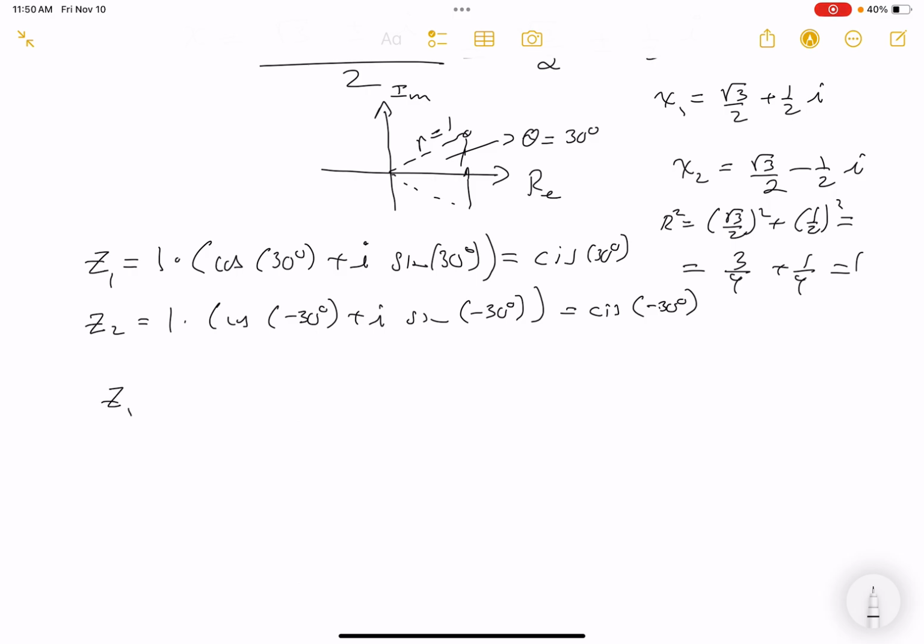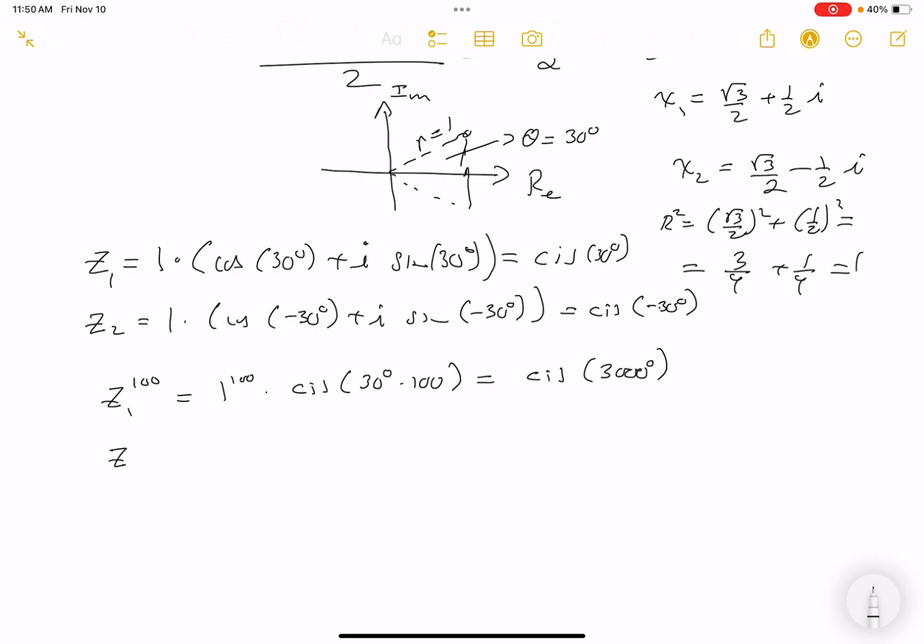So z1 to the 100th power. It's not easy to write down, but I guess I could write it down, right? So it's going to be 1 to the 100th, that's r to the 100th power. And then CIS of 30 degrees times 100. That's a nasty looking number, isn't it? 1 to the 100th is just 1. So I get CIS, and that's going to be 3,000. That looks pretty nasty, but we'll get back to that later.